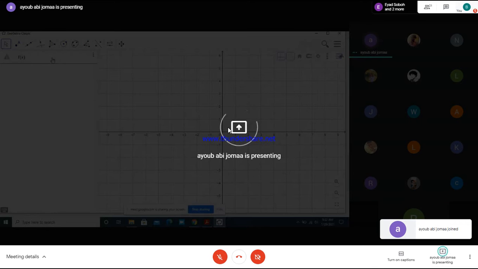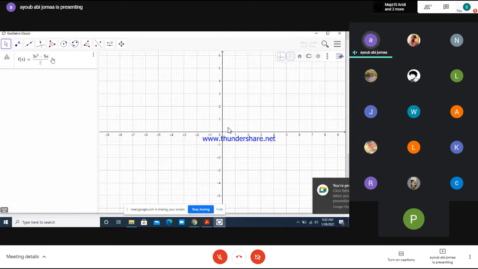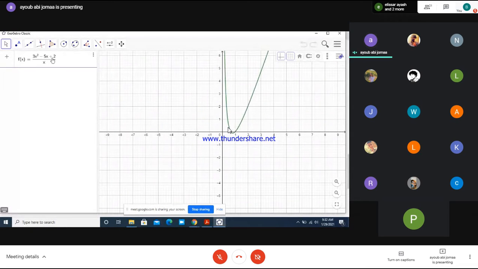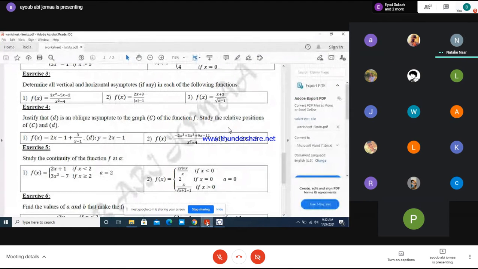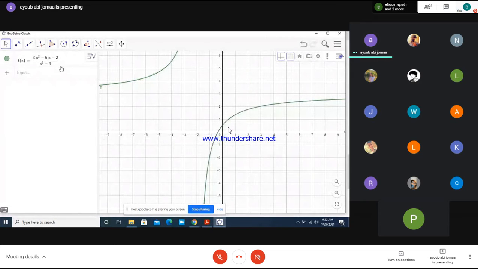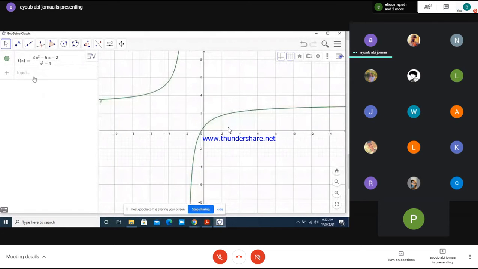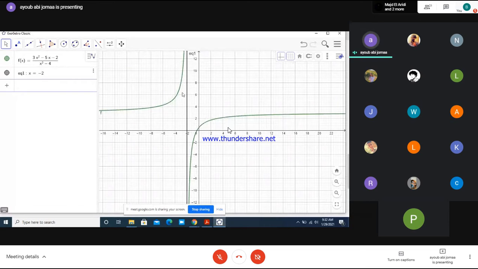F of x is equal to 3x squared minus 5x plus 2, I guess, over x squared minus 4. Minus 2, not plus. We had only x equal negative 2 as a vertical asymptote. As you can see here, we have x equal negative 2.